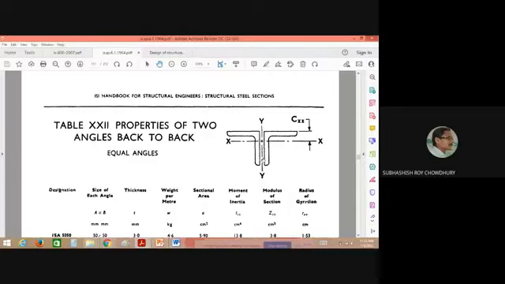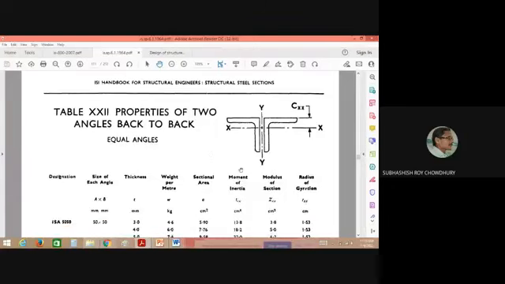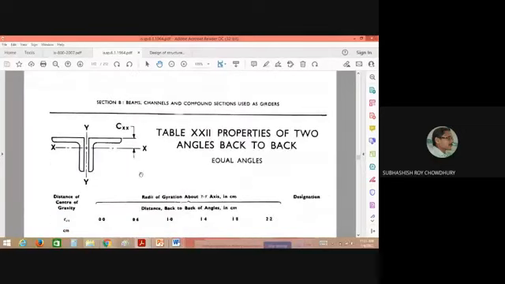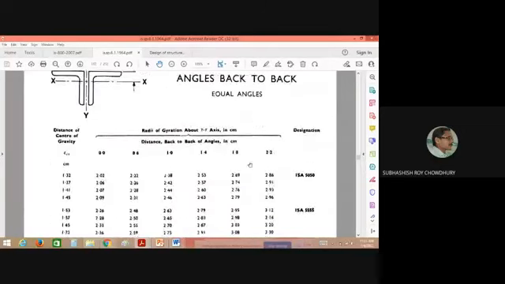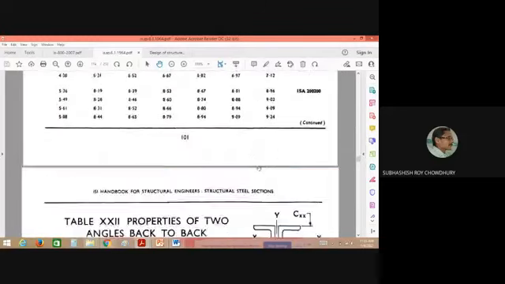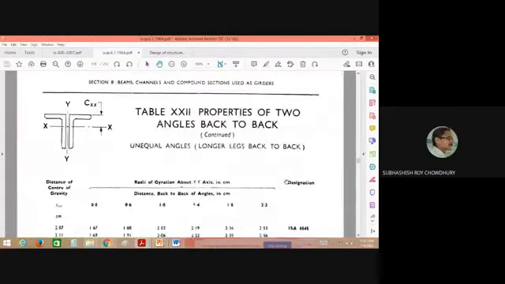So depending on the plate thickness, obviously what will be the moment of inertia about the x axis and about the y axis are given here. So these are the compound channels and angle sections. Or you can see the double angle sections, which are very common. Double angle sections are very common in the truss.